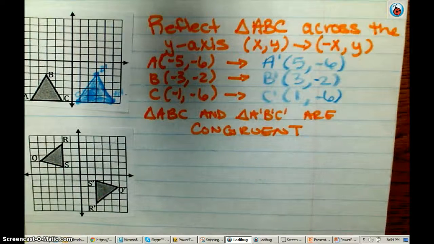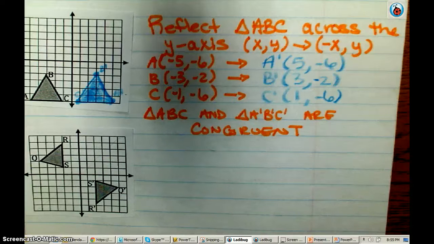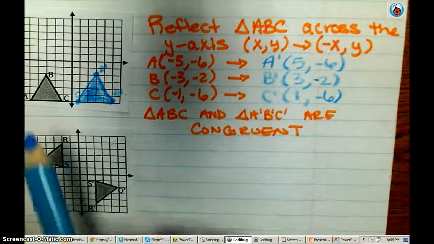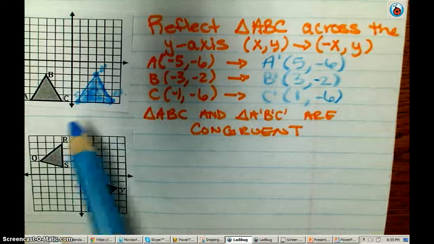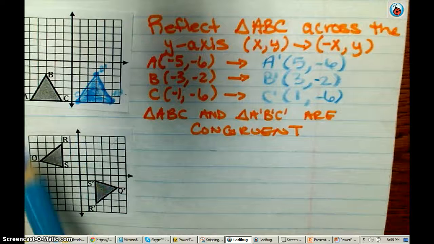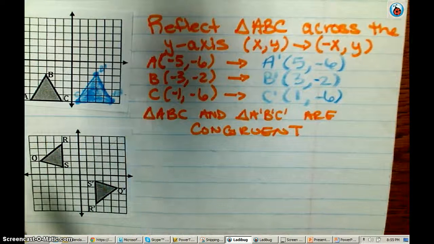All right, as you can see, to reflect ABC across the y-axis, we had to take the original x and y, and then we took the opposite of x, and then kept y the same. So A prime is 5, negative 6, B prime is 3, negative 2, and C prime is 1, negative 6. And so you should have been able to plot those points, and then draw your A prime, B prime, and C prime. Please make sure that you label.